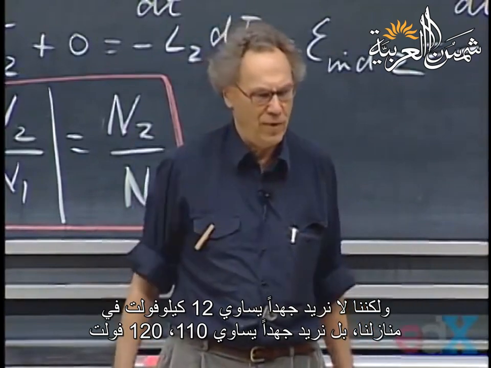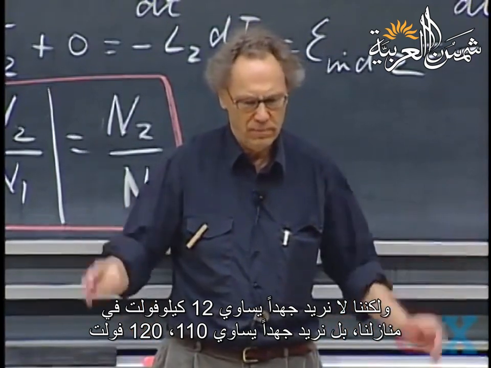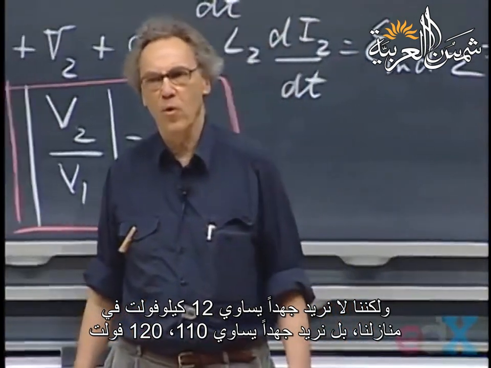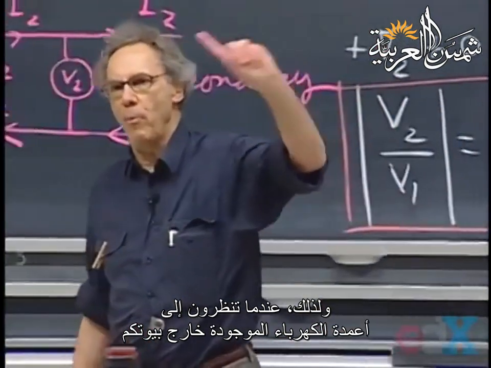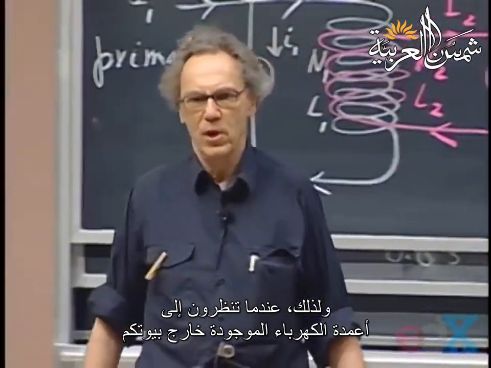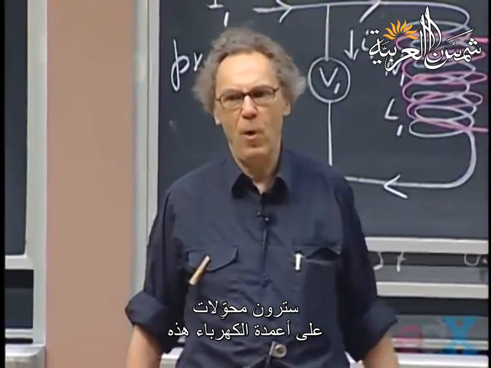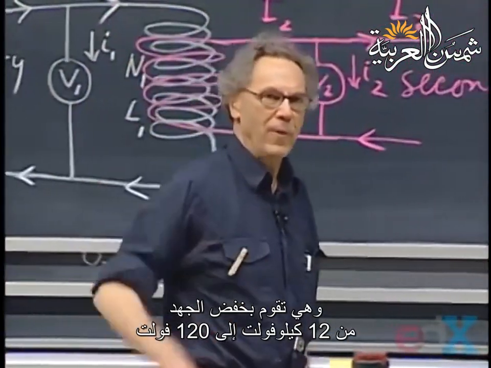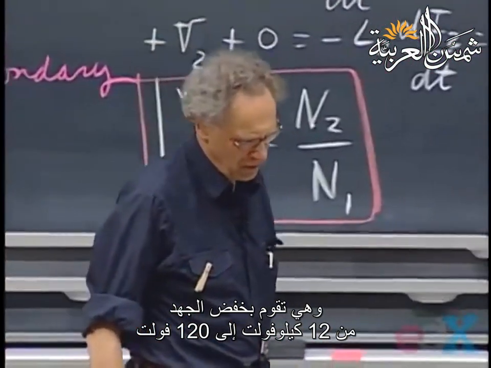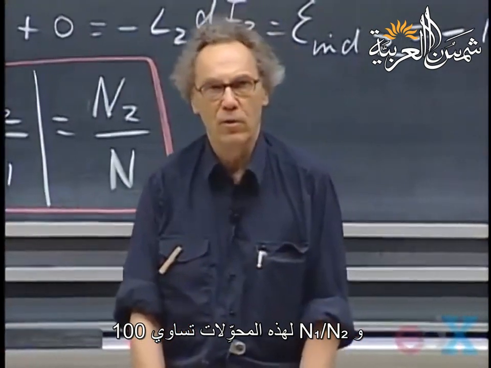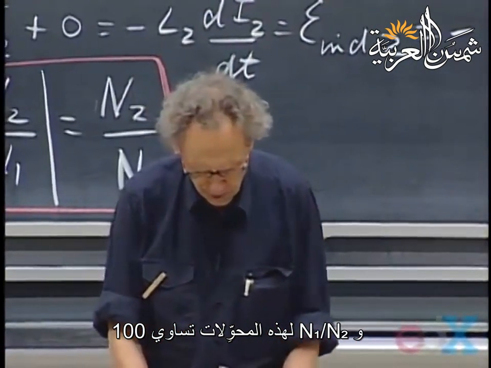But you don't want 12 kilovolts at your home. You want 110, 120 volts at home. So when you look at these power poles outside people's homes, you see again transformers in these power poles, which bring it down from 12 kilovolts to about 120 volts. So there you have a ratio N1 over N2 of about 100.